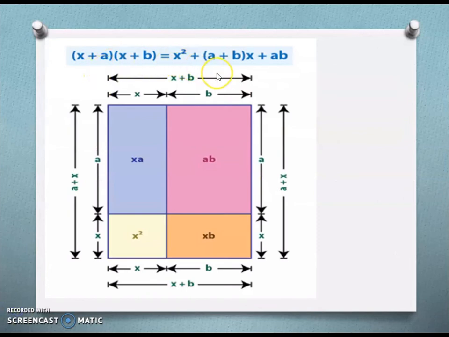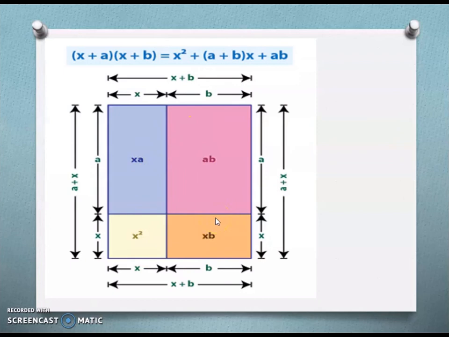So the geometric proof of x plus a into x plus b, for this you will consider a rectangle of length x plus a and breadth x plus b. Now over here we have split it into four rectangles. One is having width x and length a, like this ax, this is ab, this is bx, and this is x square. So these are the four rectangles, one square and three rectangles. You can divide it like this.